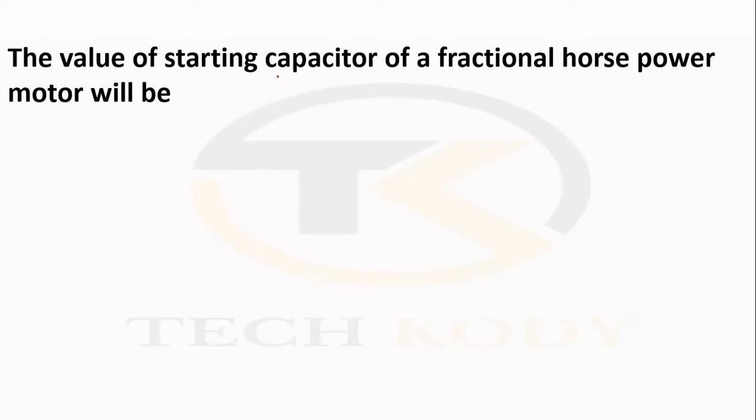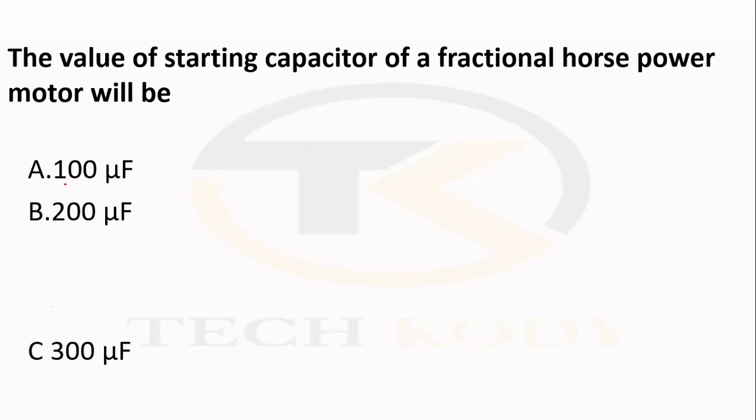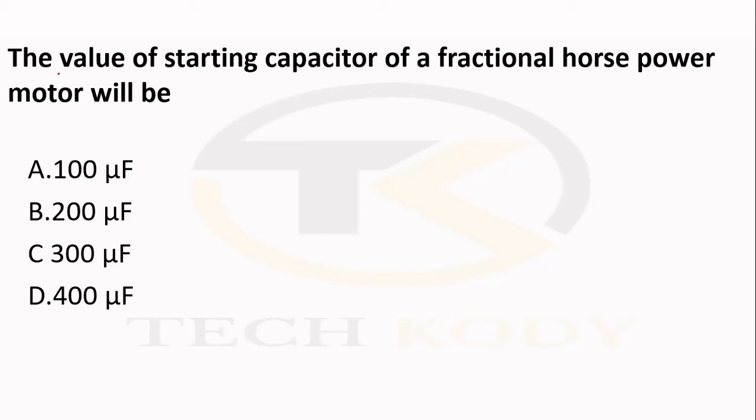The value of the starting capacitor for the fraction horsepower motor will be 100 microfarad, 200 microfarad, 300 microfarad, or 400 microfarad. Here you can see that the value of the starting capacitor of the fraction horsepower motor should be 300 microfarad.